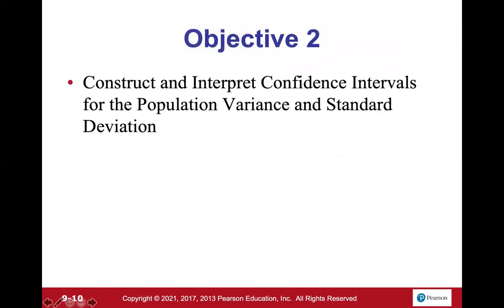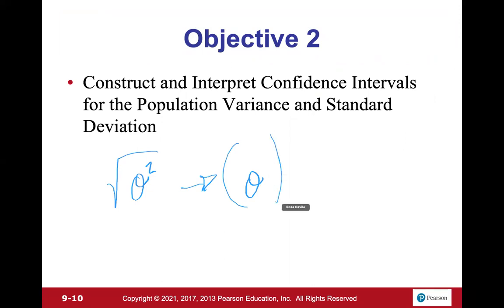And next, construct and interpret a confidence interval for the population variance and standard deviation. So remember, variance is sigma squared. Standard deviation is just sigma. So if we were to look at variance to get standard deviation, we would do that. Or to get variance, we would square these values to get back over there. All right, so construct and interpret confidence interval.